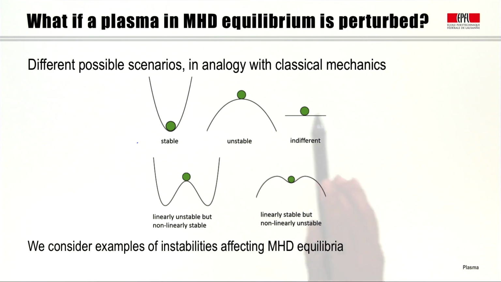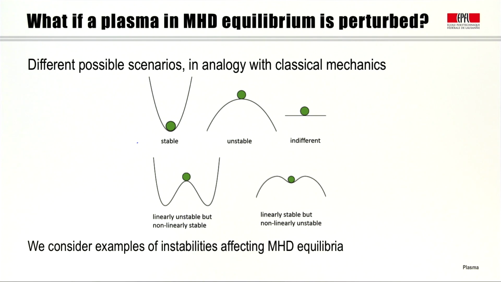We have a third situation here where the equilibrium of our system is indifferent because the potential energy is flat. So we can move it left or right. Potential energy doesn't change. So this is a situation of indifferent equilibrium. The situation can actually be more complex.